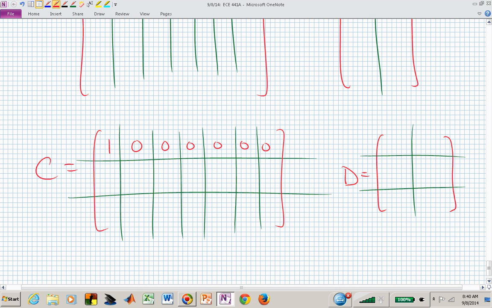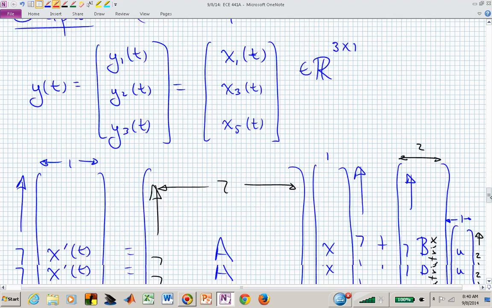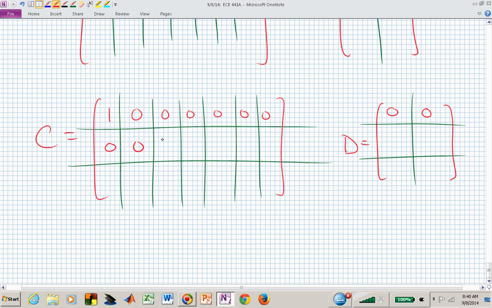Is that right? What about the D matrix? There were no inputs, were there, in X sub 1 of T? What about the second row? That was X3. The third row was X5. If you're good at making zeros, you make quick work of the output matrix and the direct feed-through matrix. There is no direct feed-through matrix. There is. It's all zero.